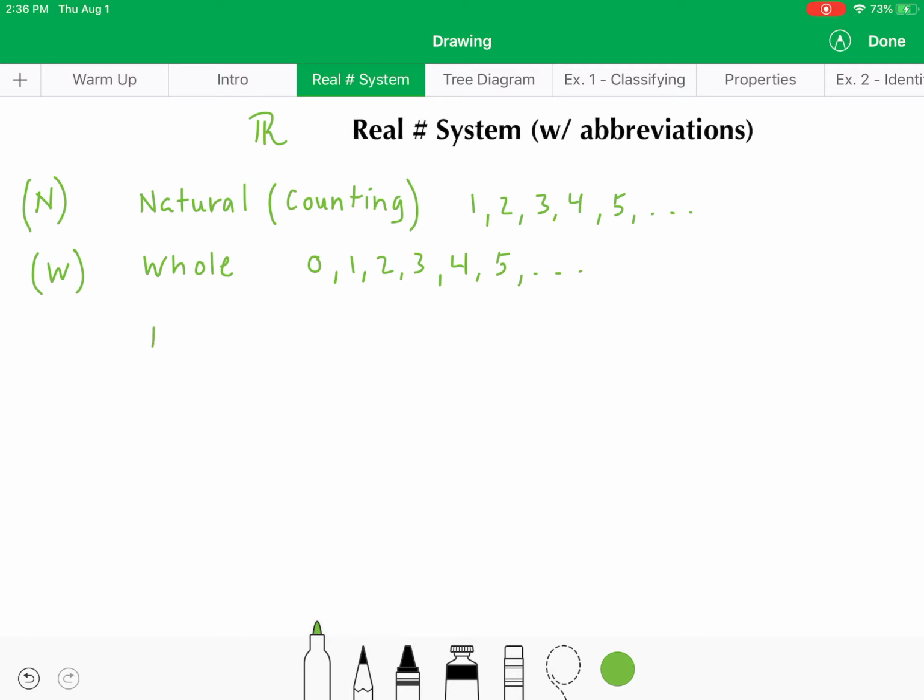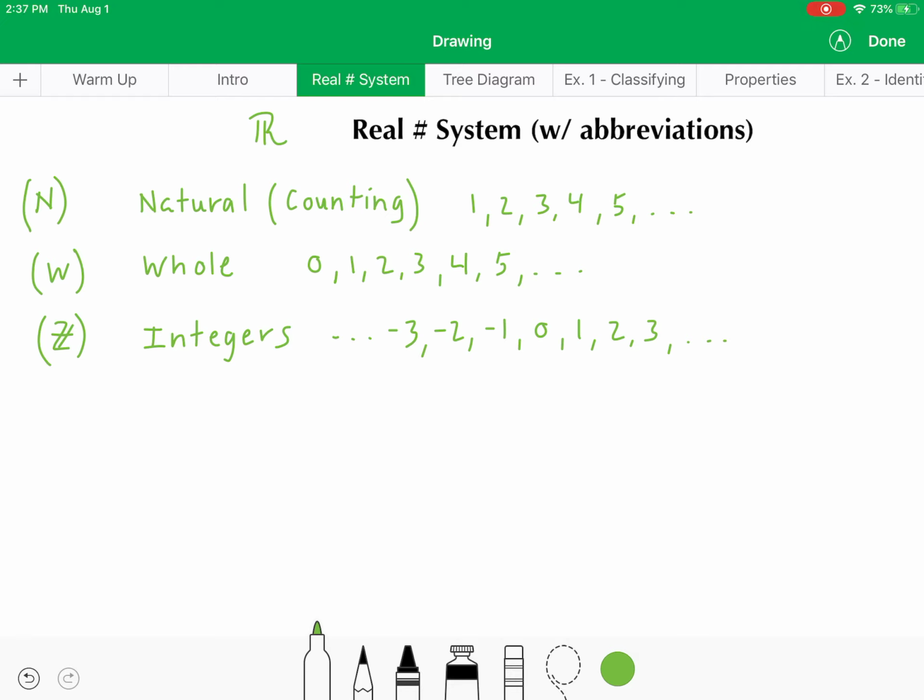The next subset would be the integers. The integers are represented with capital letter Z. We'll see why here in a moment. And integers are all of our whole numbers as well as their negatives. So that's telling me that all my natural numbers, all of my whole numbers are considered integers. If an integer is negative, it would not be a natural or a whole number.